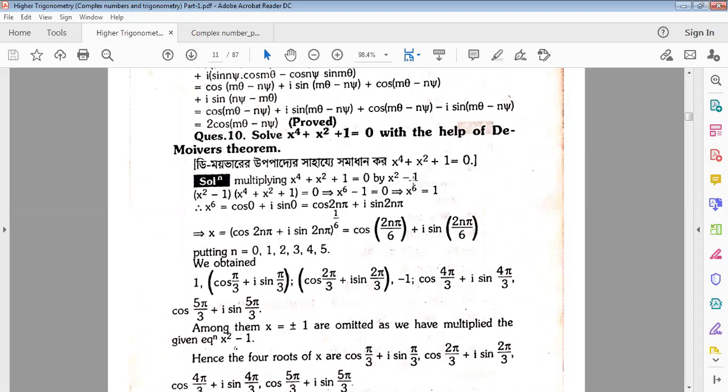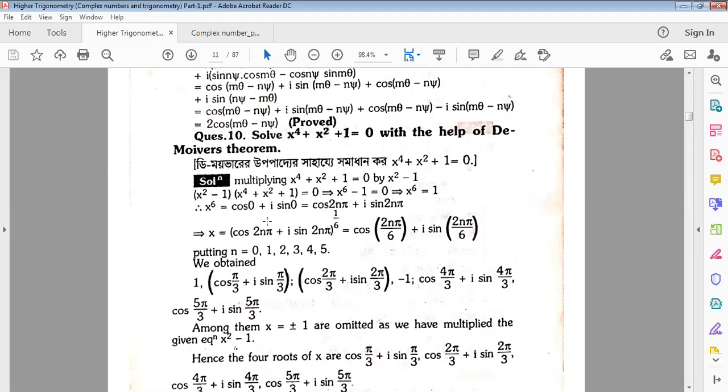Multiplying this by x² − 1, we get (x² − 1)(x⁴ + x² + 1) equals x⁶ − 1, using the a³ − b³ formula, (a − b)(a² + ab + b²). Just like the previous example. x⁶ − 1 = 0 means x⁶ = 1, and 1 can be written as cos 0 + i sin 0, and this also can be written as cos 2nπ + i sin 2nπ.